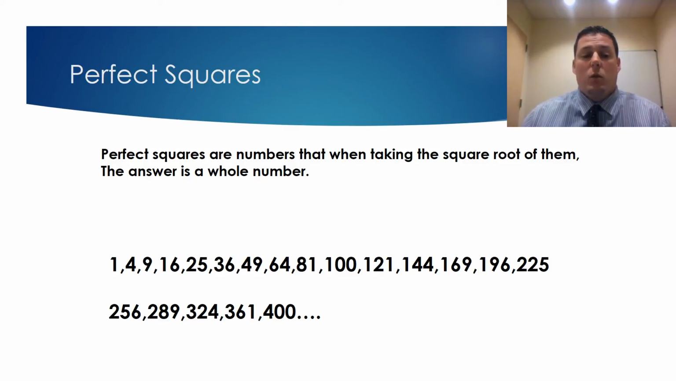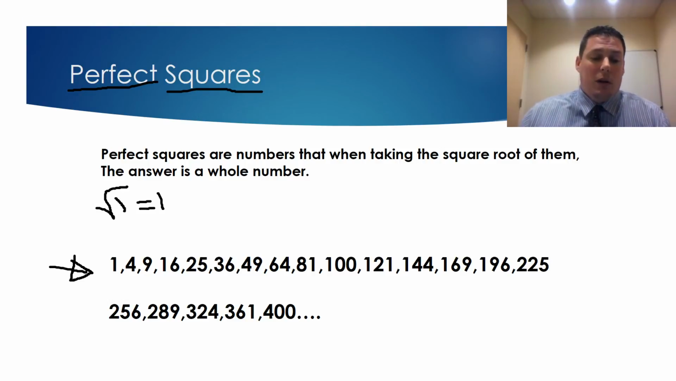Moving on, perfect squares. Perfect squares can come in handy. Perfect squares are numbers that when taking the square root of them, you actually get a whole number. So if we take the square root of 1, we get 1. These are your perfect squares. You don't have to memorize them, but it might really help if you do. The square root of 4 gives us 2, and so on.